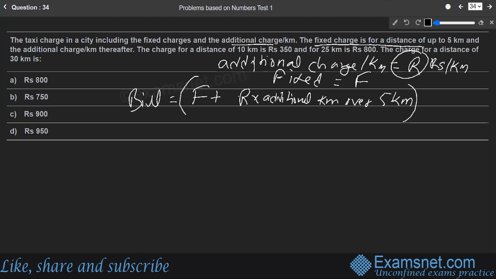Now let us see how the bill has been made. The first bill is the charge for a distance of 10 kilometers, 350. So the bill is 350 rupees. The fixed charge we don't know, plus the rate we don't know, multiplied by the distance they have run, 10 kilometers.